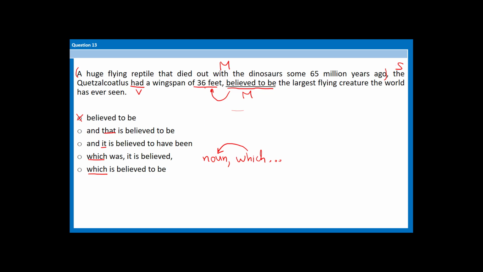So a wingspan of 36 feet, which was the largest creature. No, because the wingspan of 36 feet cannot be a creature. The same thing happens in the last one. So you've got to choose between number 2 and 3. If you want to refer back to the same subject, you need to use the pronoun it. That's why letter C is the best choice.